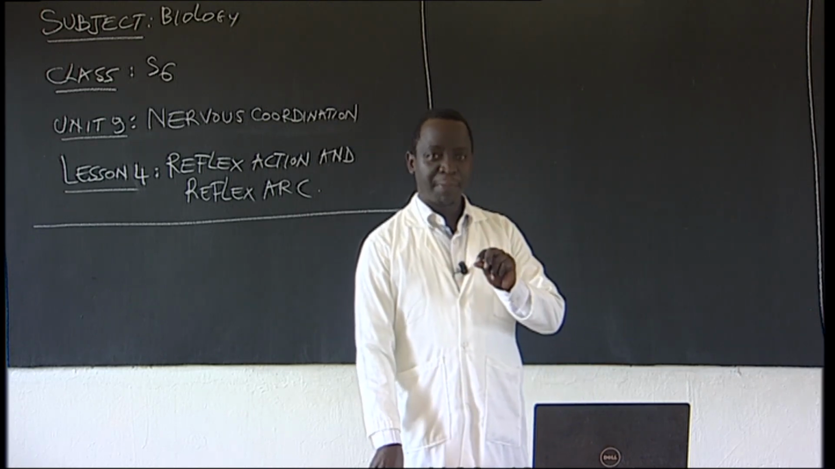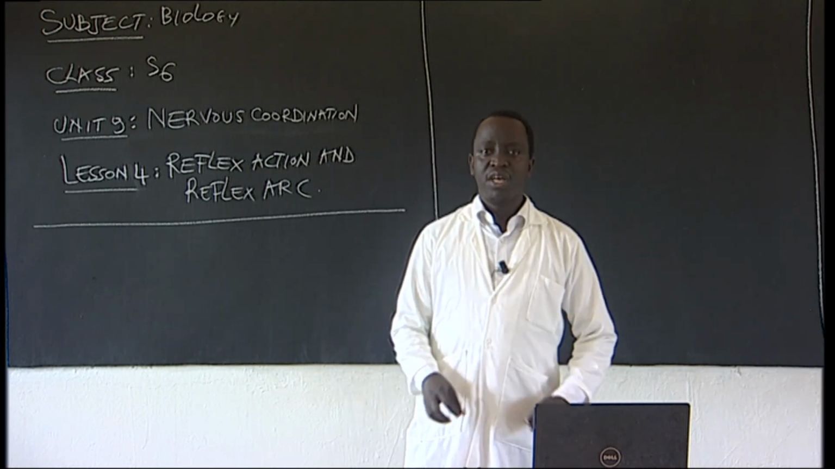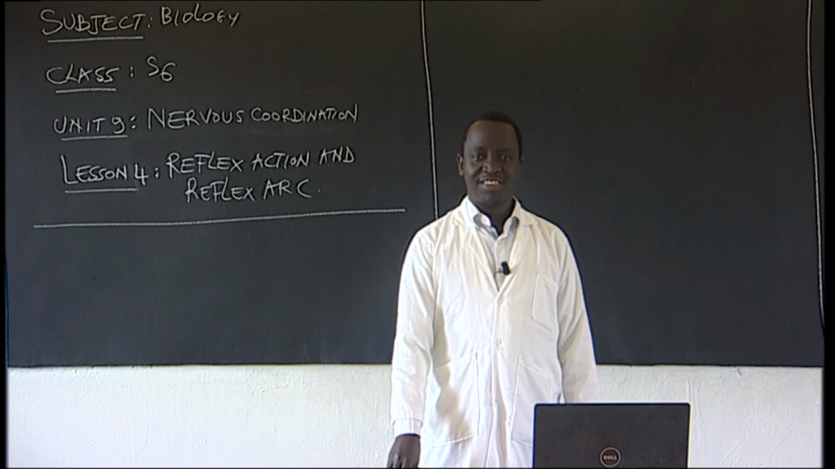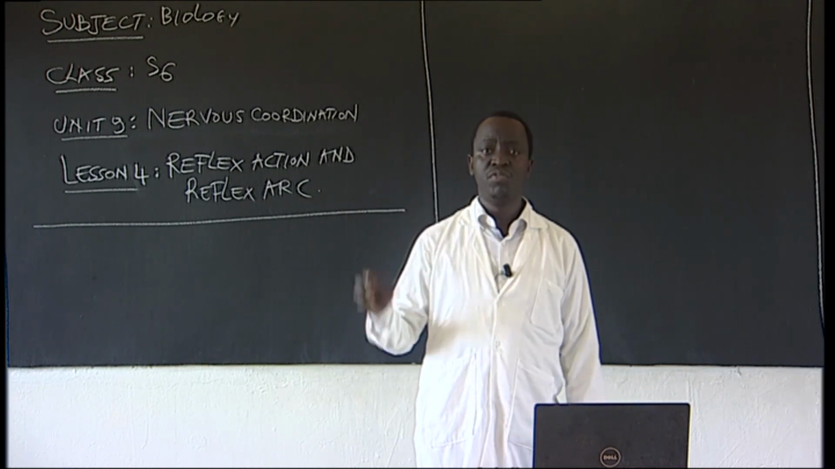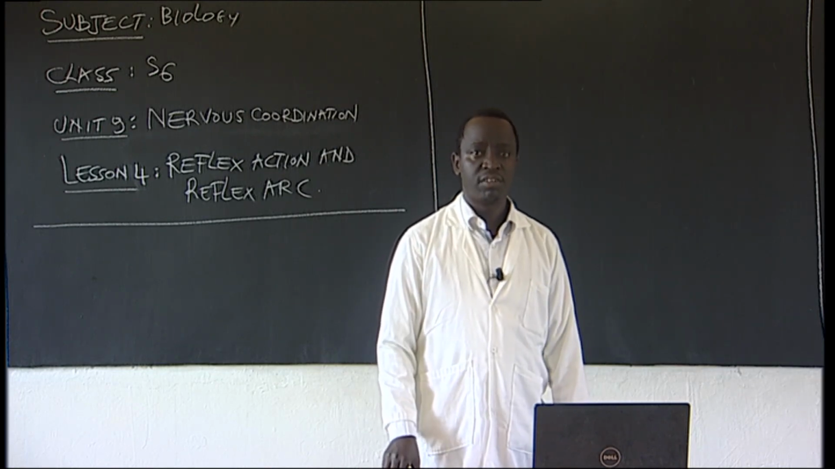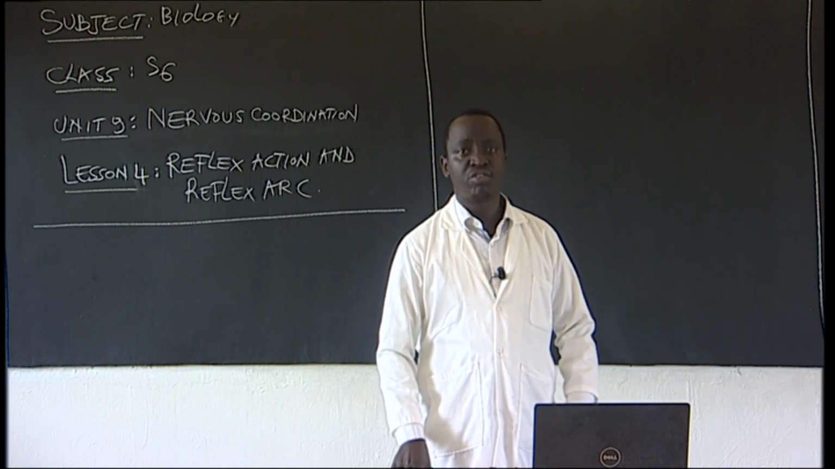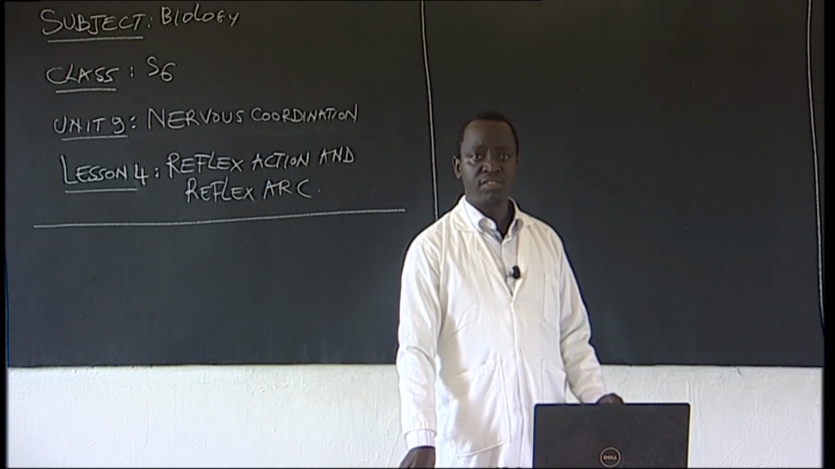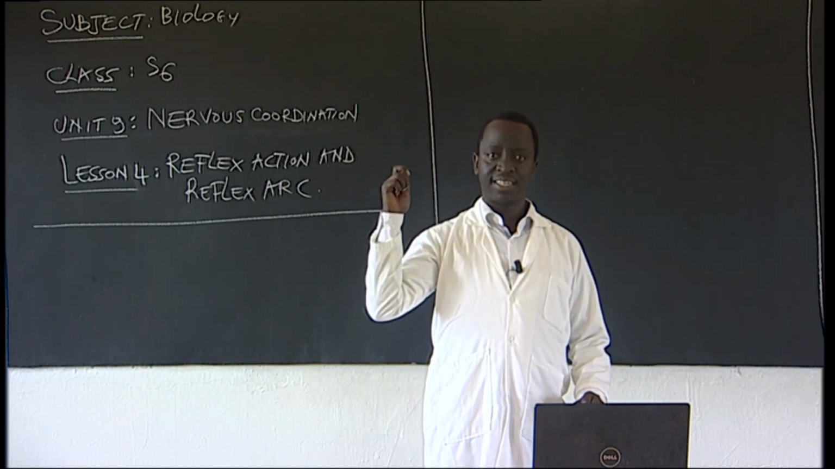Let me give you an example. If you touch a hot object, you need a quick response so that you can remove your finger from the hot object. That is going to be responded to by what you call the spinal cord. The spinal cord is the one that is going to give you the response, then you remove it quickly.